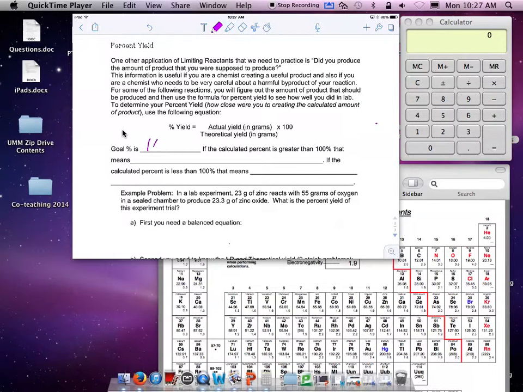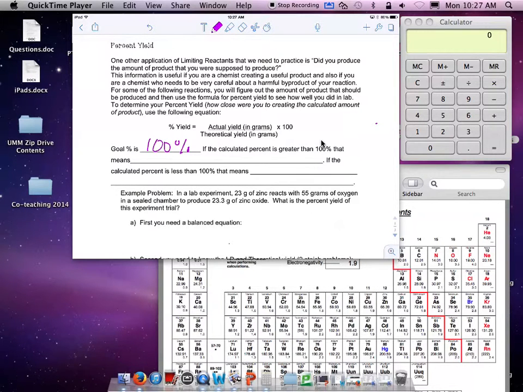And your goal is going to be 100%, because that means the amount you actually made was exactly the same as the amount you were supposed to make. So that would be your goal. Percent yield, you're trying to get 100%. Well, in a lab, that doesn't always happen. If the calculated percent is greater than 100, it doesn't mean you got extra credit. You can't get extra credit in a chemical equation. If there was a calculated amount you were supposed to get, that's the maximum amount. So 100% is your highest amount.